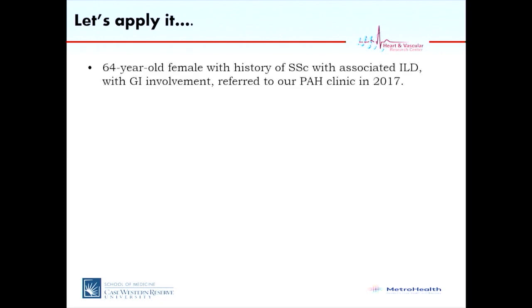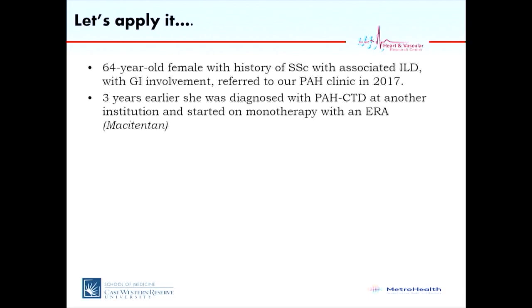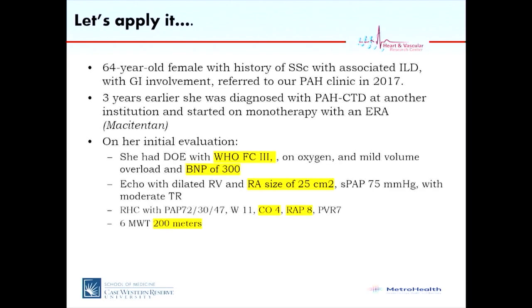So let's apply it to a patient of mine. Unlike the first patient, who I met very early on in the game and was able to get stabilized for now going on 4 or 5 years, this lady presented in 2017 with scleroderma, had interstitial lung disease and GI involvement, and 3 years prior to her arrival, she was diagnosed with PAH and started on monotherapy with an endothelin receptor antagonist.